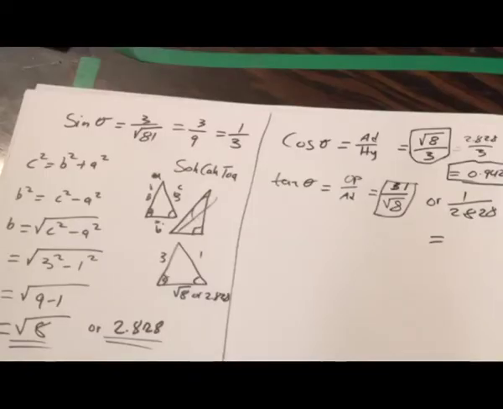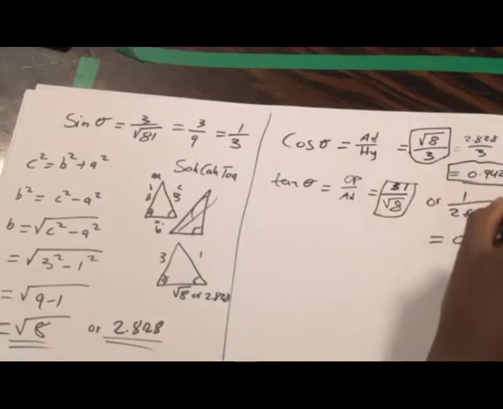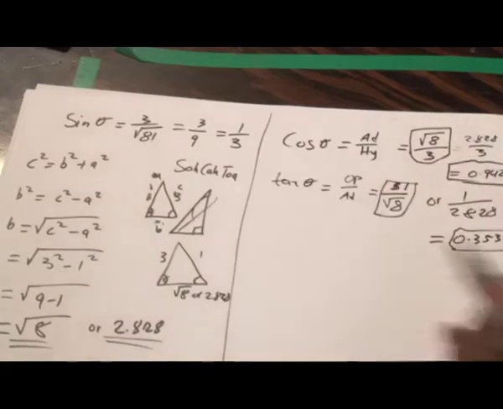Let's punch that one in. 1 divided by 2.828 gives you 0.3536. Either you write it like that or like that, it is still correct.